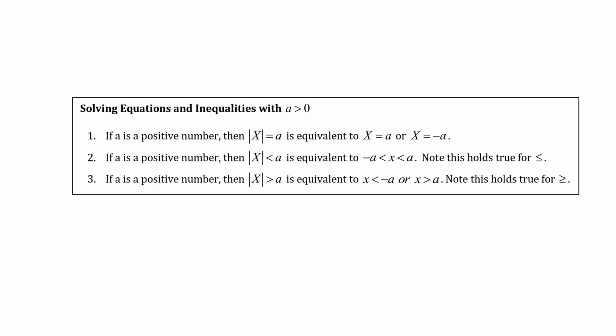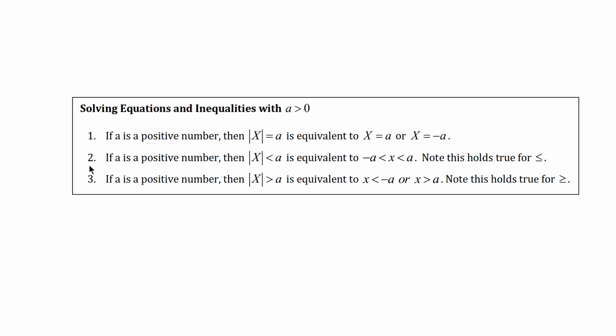First, we will go over several rules for solving equations and inequalities with a greater than 0. The first rule states, if a is a positive number, then the absolute value of capital X equals a is equivalent to capital X equals a or capital X equals negative a. Now this is actually the same rule that we saw in the previous section.